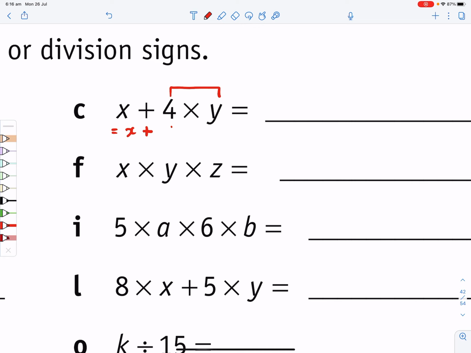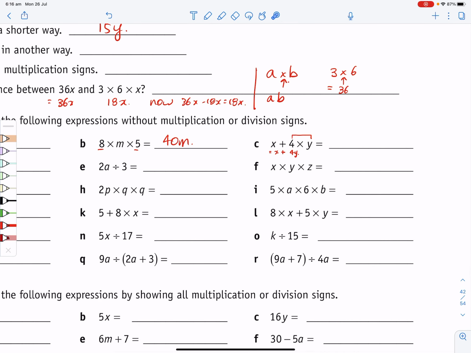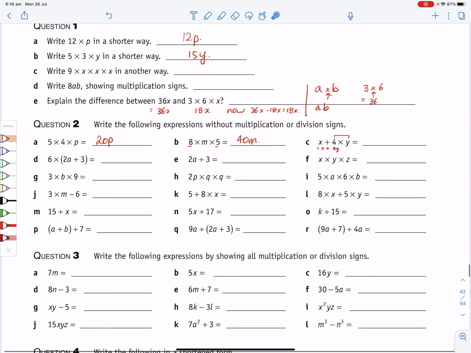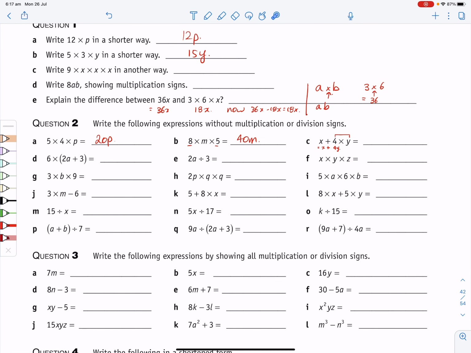Now what's 4 times y? 4y. Now this x plus 4y as your answer cannot be simplified any further because these are not like terms. So your answer must remain that way. In 2d, you just write down 6 outside of 2a plus 3.